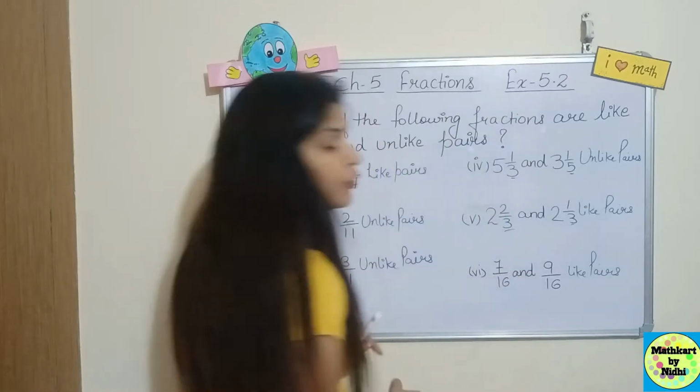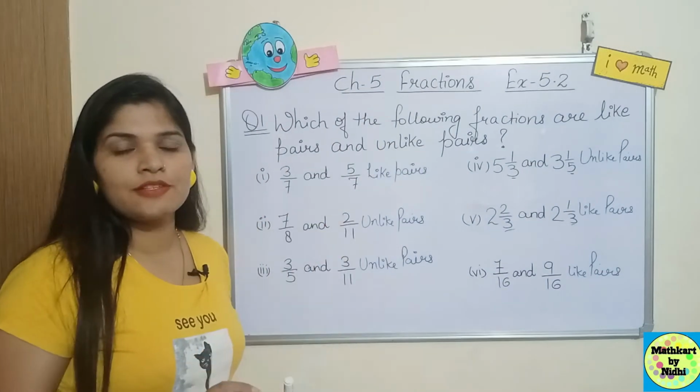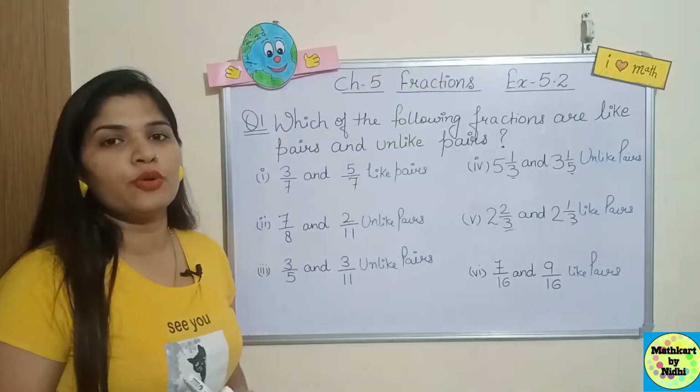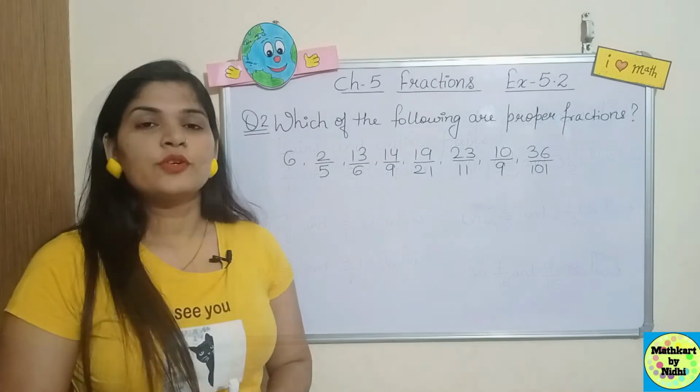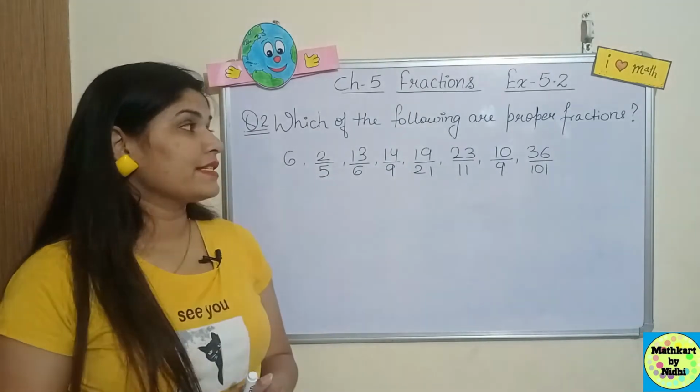In your book there are a total of 8 parts. I hope, children, the concept is clear. So you can do the 7th and 8th part on your own, right? So let's see question number 2. Question number 2 says: which of the following pairs are proper fractions?